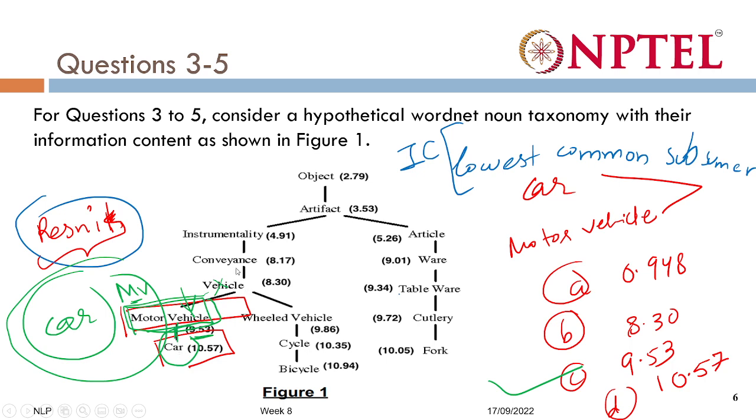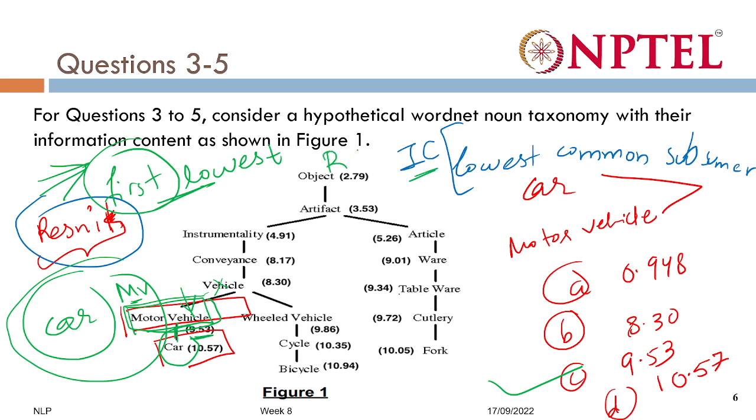Vehicle would be the second lowest point at which they are meeting. We are to take the first lowest common subsumer. This you need to keep in mind. We are to take the first lowest common subsumer, for its information content would be my Resnick similarity. Okay.